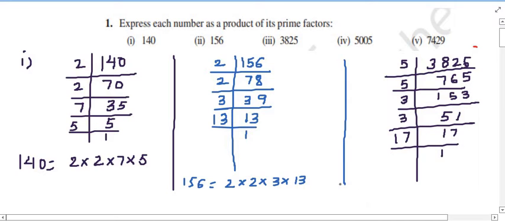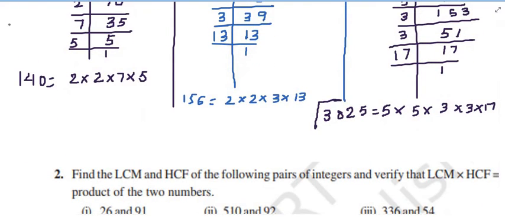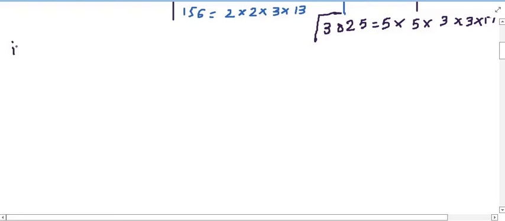So prime factors of 3825 are 5 times 3 times 17. Okay, so now we will do fourth part, and the given number is 5005. So we have to find prime factors of 5005.